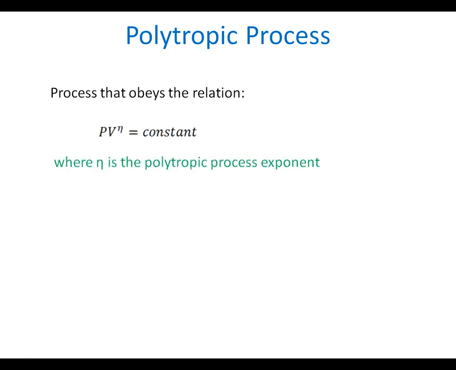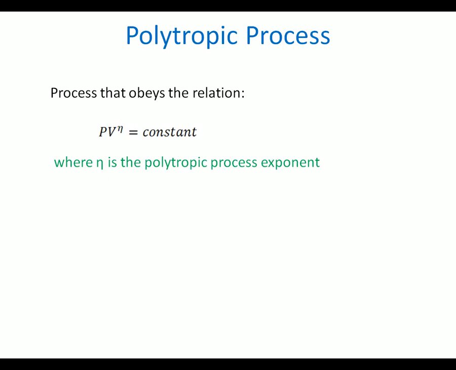In this lesson we'll be discussing polytropic processes. We define a polytropic process as a process that obeys the relationship pressure times the volume raised to eta is equal to a constant. When we talk about eta, eta is what we call the polytropic process exponent.